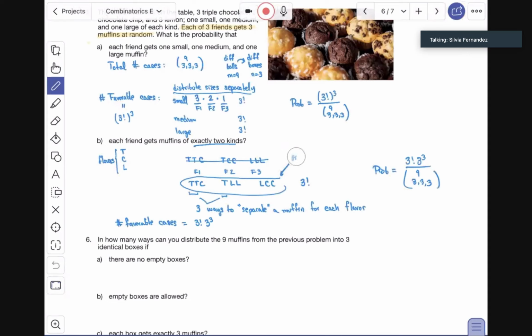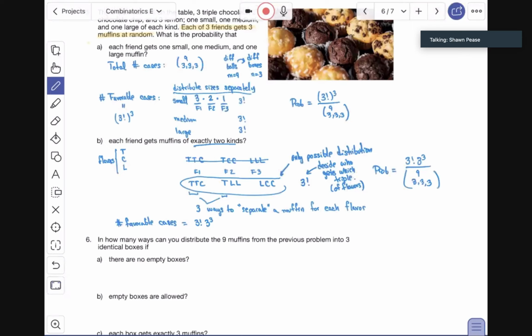So let me just say this is the only possible distribution, and the 3 factorial decides. So that was just taking care of the flavors, and then the second part is taking care of the sizes. Okay, so I thought this was the hardest problem in the exam.